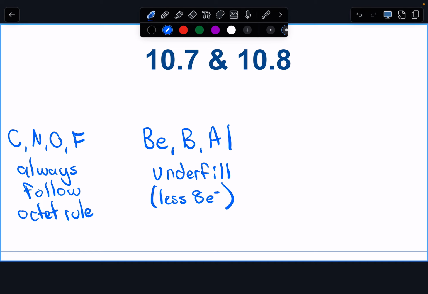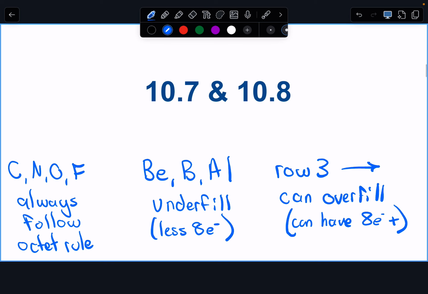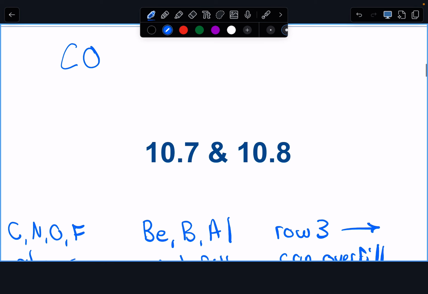And then anything beyond the second row, so we'll say row 3 and on, it doesn't have to, but can overfill, meaning can have 8 plus electrons. Okay, so keep those in mind as we're working through stuff today, but go ahead and start on carbon monoxide. So carbon monoxide, you C and O, they have to fulfill the octet rule.